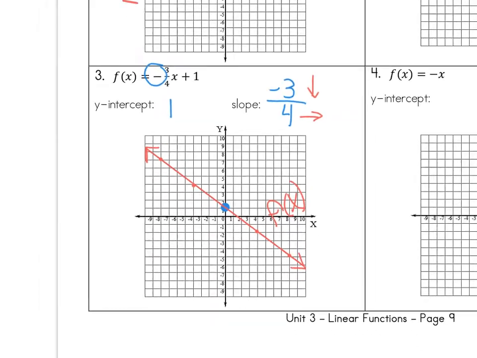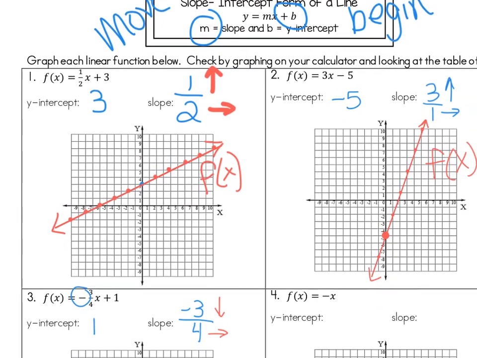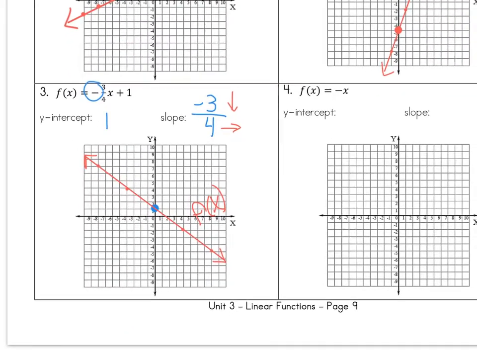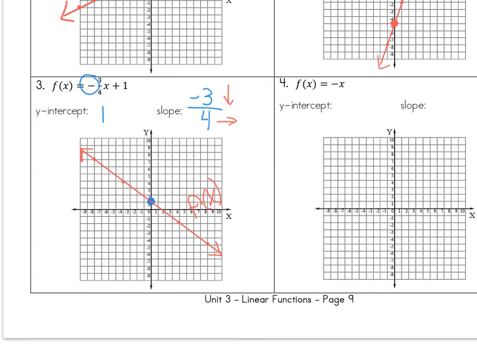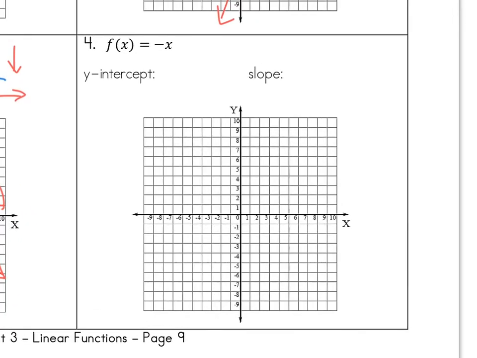One thing just to point out, we can see that in examples 1 and 2, our slope was positive, so our line increased. Obviously, we're increasing at a faster rate because 3 is bigger than 1/2, but we're increasing. Moving on to example number 3, and you'll also see in example number 4, we have a negative slope, so our line is decreasing. Let's jump into example number 4.